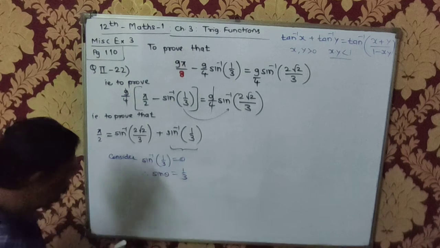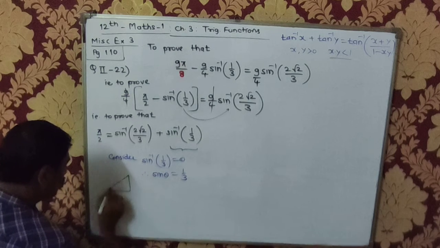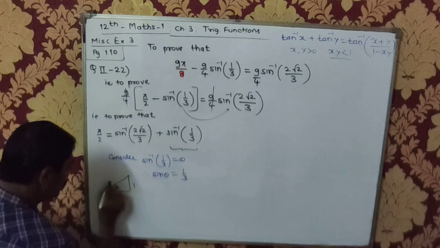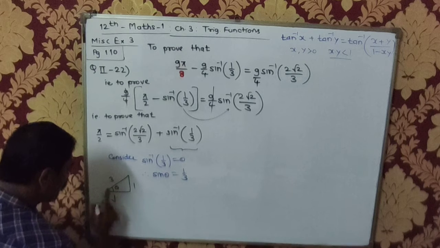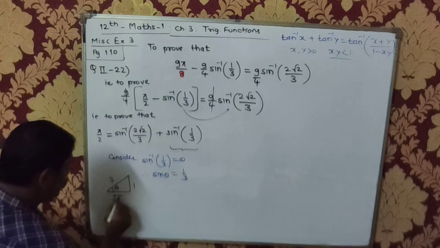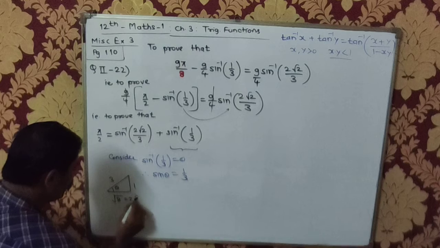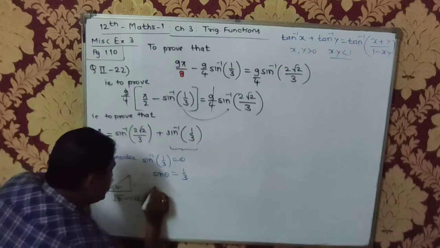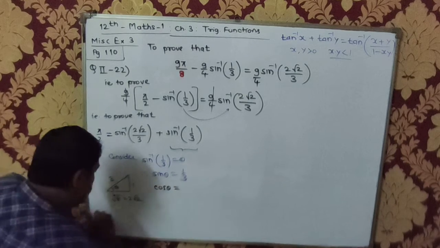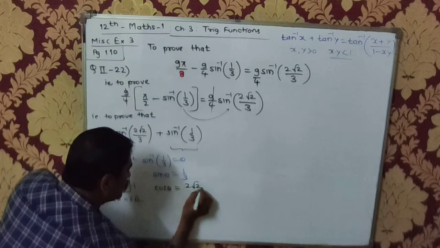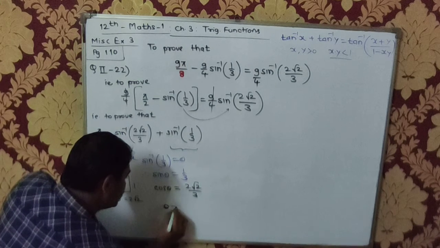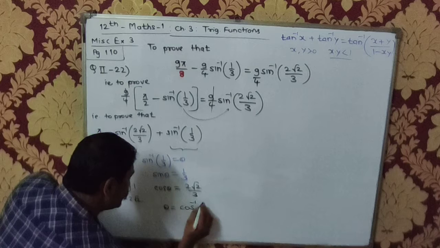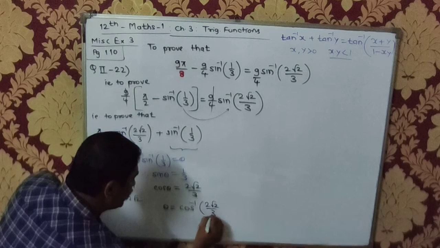अगर sine theta 1/3 है, this is theta, this is 1, 3, so this is square root of 9 minus 1, 8. Square root of 8 का मतलब होता है 2 root 2. So what is cos theta here? Cos theta is 2 root 2 upon 3. Therefore theta is equal to क्या बनेगा? Cos inverse of 2 root 2 upon 3.